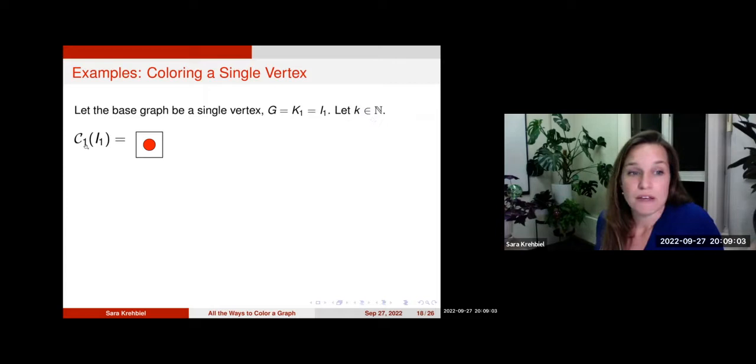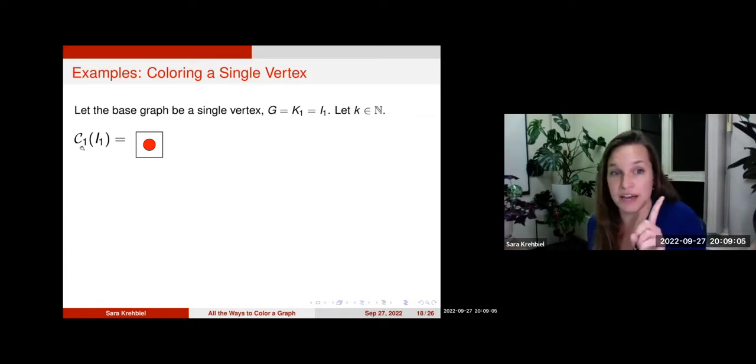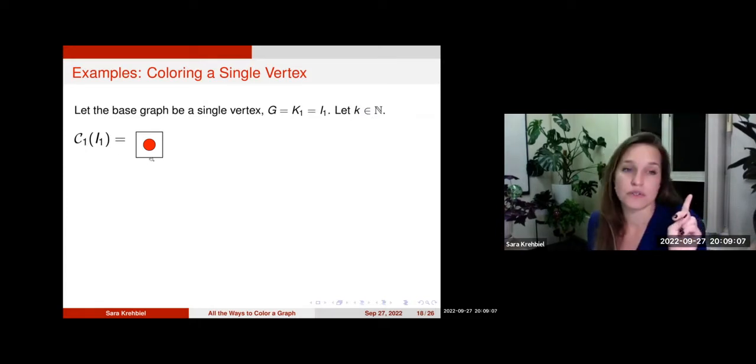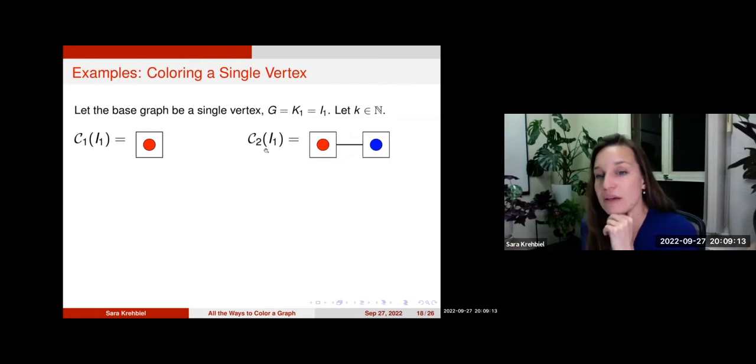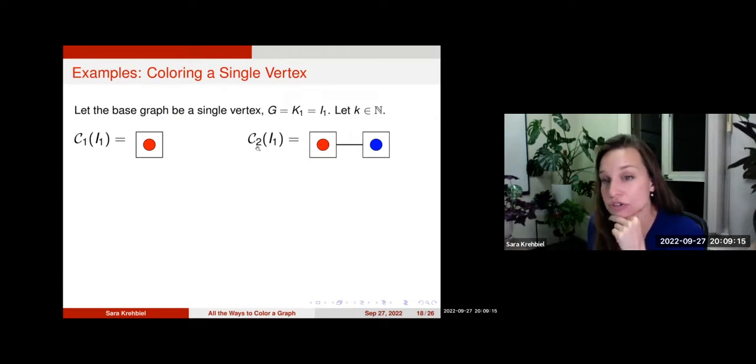So if I pick K equal to 1, so if I only have one color, then there's one way to color a single vertex. Now, if I pick K equal to 2, then there are two ways to color that vertex. These two ways to color the vertex are two nodes in C2 of I1. These nodes are adjacent because recoloring a single vertex gets me between one and the other.